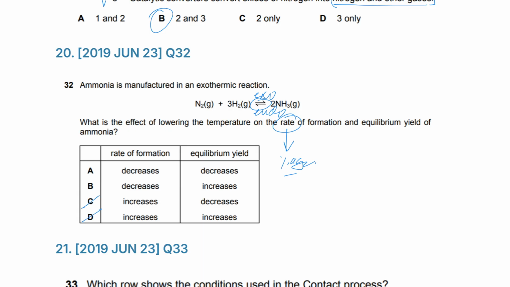The rate would decrease, and then the equilibrium yield. Lowering temperature favors the exothermic reaction, which is the forward reaction, so the equilibrium shifts to the right, and therefore the yield of ammonia would increase. So B is the correct option.